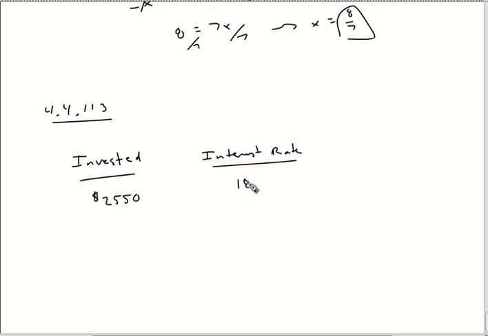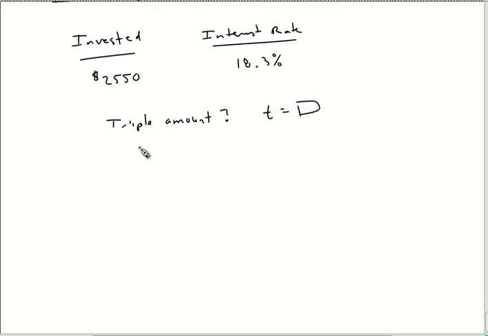of 18.3%. Wow, that's like super high. And they're waiting to know, hey, when do you triple the original amount? Not what is the triple amount, you just multiply by 3. They're saying when time equals what, right? Well, you know what's funny about this? You don't need that piece of information in order to find this. But I'm going to use it anyways, but then you'll see it cancel out immediately.